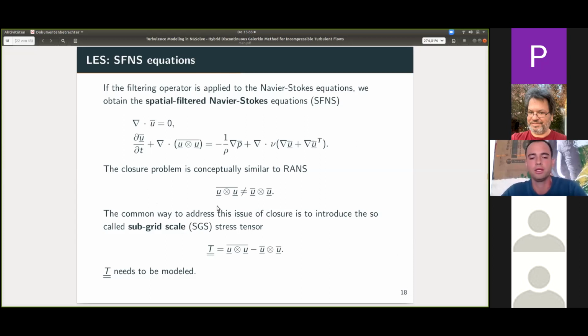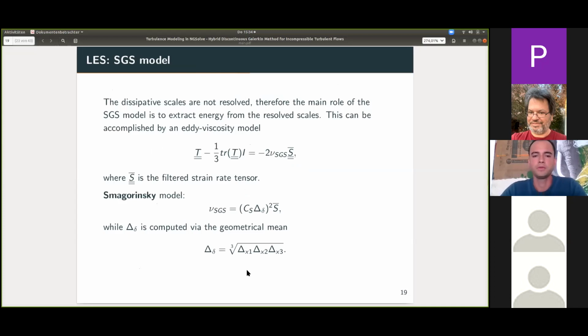A very common way to address this closure issue is to introduce the so-called subgrid scale stress tensor, which is the difference between those two terms. And this tensor T, in this case, has to be modeled. Here we use a very similar assumption as in RANS before, since the small scales are very dissipative and the main task is to extract energy from the larger, more energy carrying scales and convert it to heat.